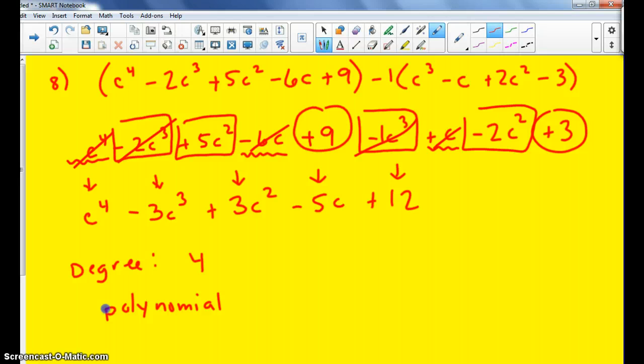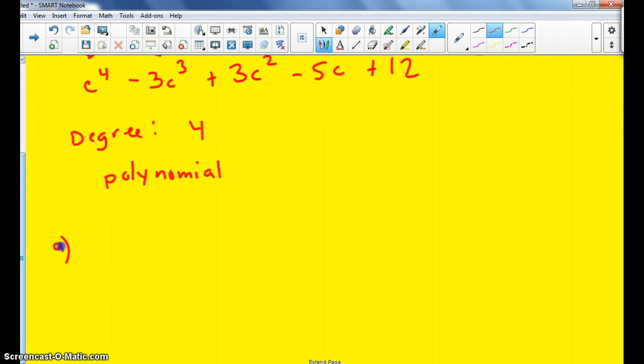Anything on the back? I've already done number 11 on the other board. Any questions about 9 or 10? All right. Number 9. It says to find the perimeter. And what does perimeter mean we do? Add all the sides. So I'm going to start with 9a minus 1, and I'm going to add it to 5a minus 8. And I'm going to add that to 9a squared.